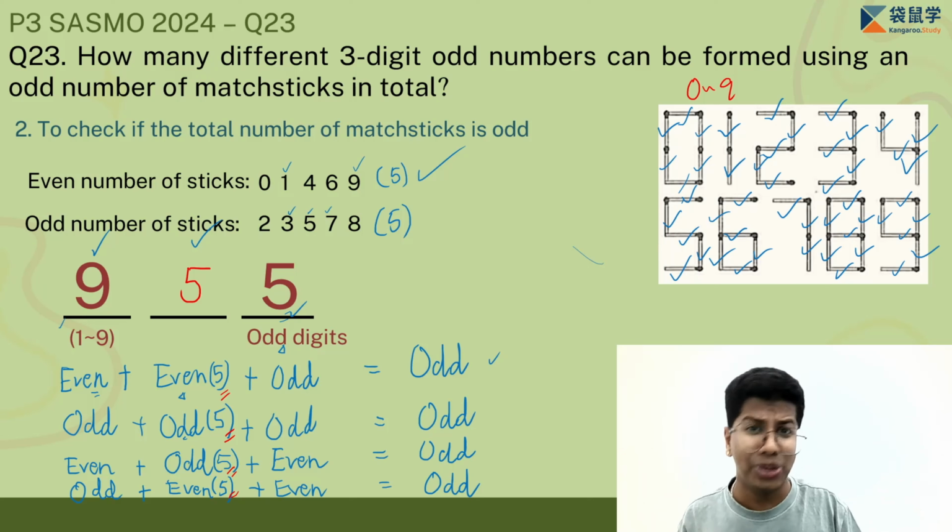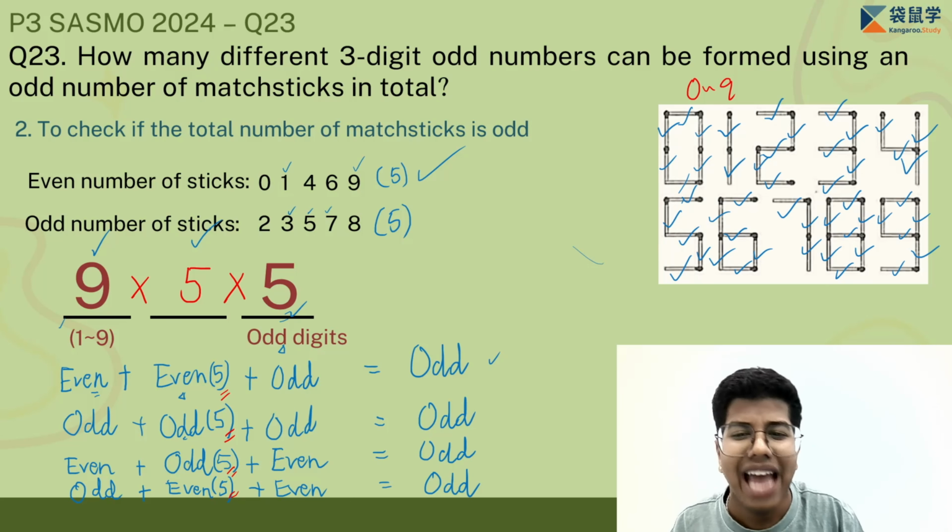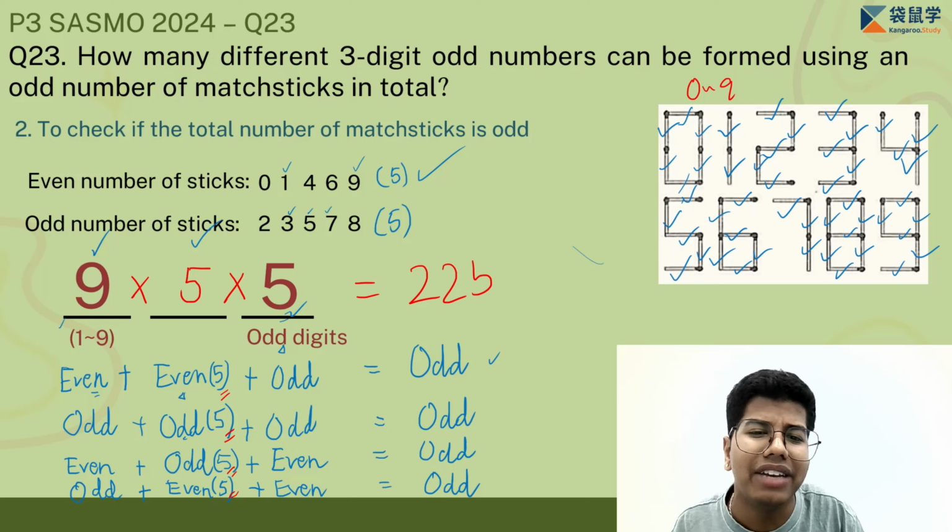Now which sign should we put in the middle to get the answer? Yes, the only sign that we have to put is multiplication. And if I multiply this, we get the answer that is 225 ways. That is the numbers that are present.